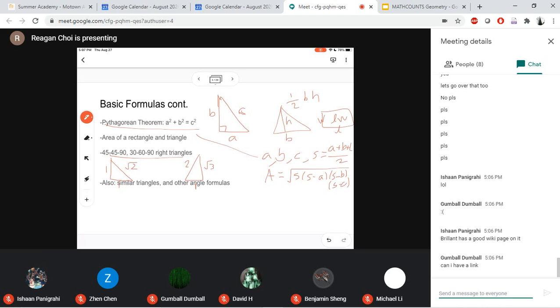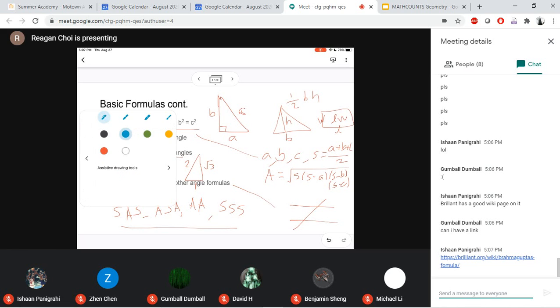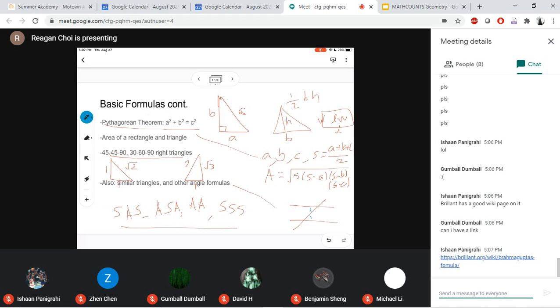And similar triangles, there's similar ways to prove similarity: SAS, ASA, AA, and then SSS similarity. And if two triangles are similar, you can have all the side ratios and equal angles and stuff. And other angle formulas, for example, if this is a thing, then this. Okay, if these are parallel, then this angle equals this angle. Just review.